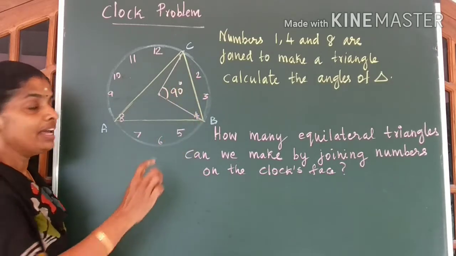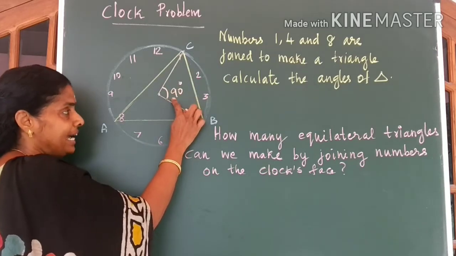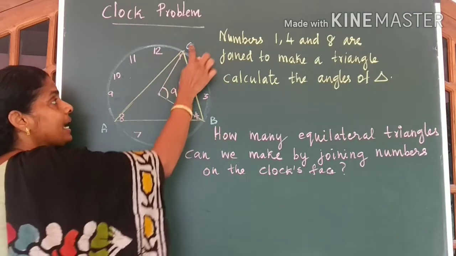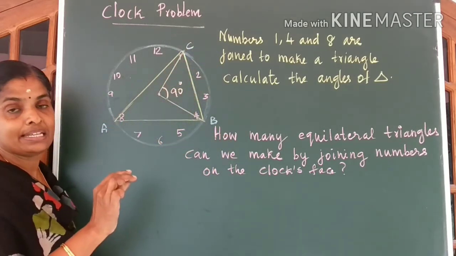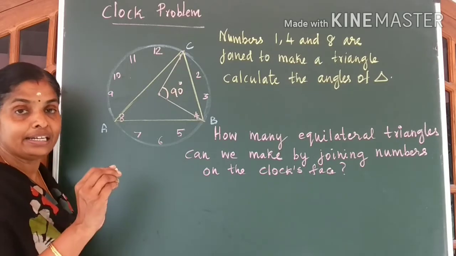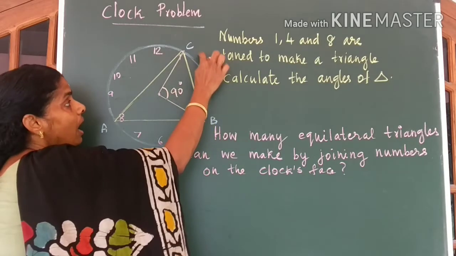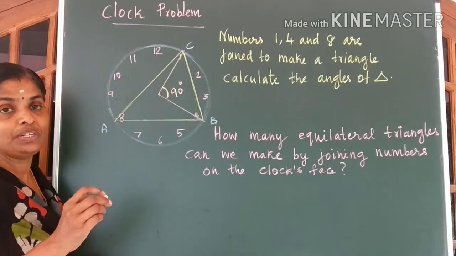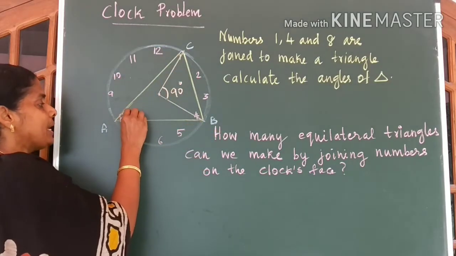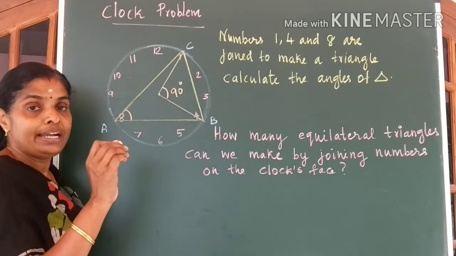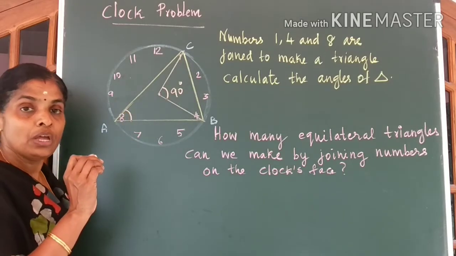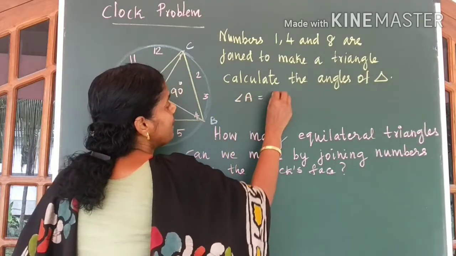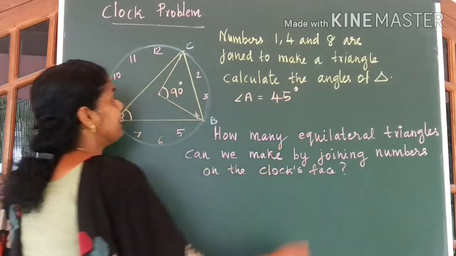Is it clear? If the central angle is 90 degrees, what can you say about angle BAC? Angle BAC is the angle formed by arc BC on its alternate arc. So you will get this angle to be equal to half of 90 degrees, that is equal to 45. So you can say the angle A is equal to 45 degrees.